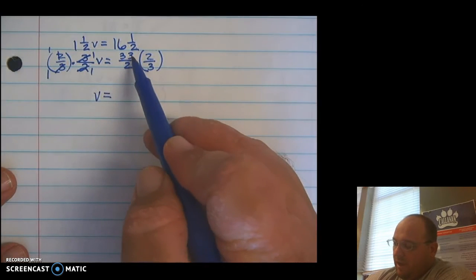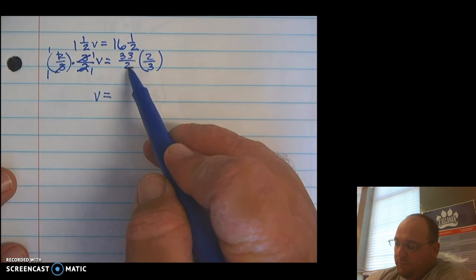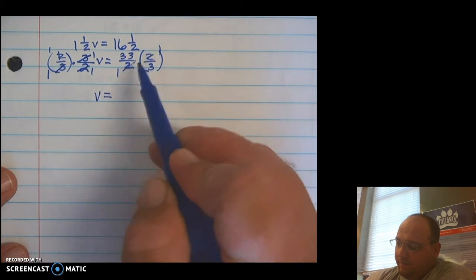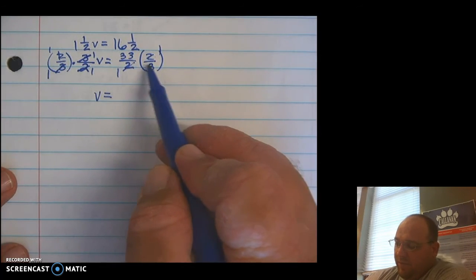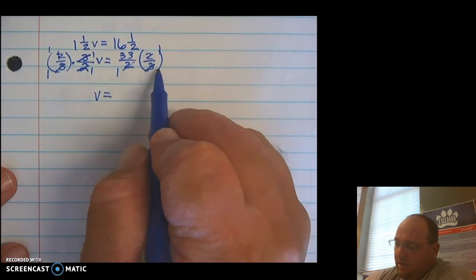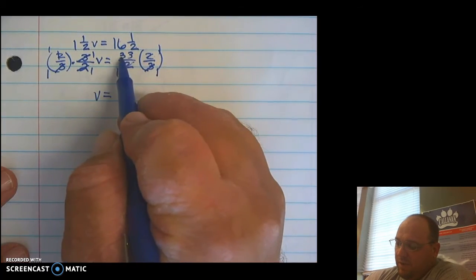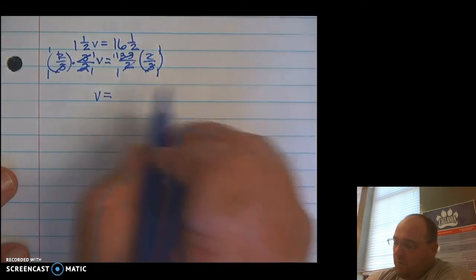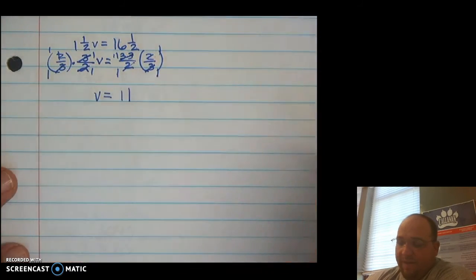I'm going to go over here. I have 33 over 2, and I look here and I see a 2. I'm going to simplify those down to 1. I now take a look. I have a 3 and a 33. I know that 3 goes into 33, so I'm going to simplify. 3 goes into 3 one time. 3 goes into 33 11 times. 11 over 1 times 1 over 1 would give me an answer of 11.